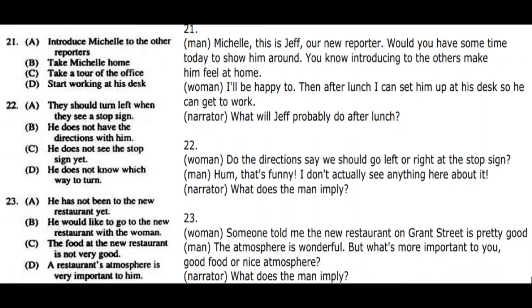Number 21. Michelle, this is Jeff, our new reporter. Would you have some time today to show him around? You know, introduce him to the others, make him feel at home. I'd be happy to. Then after lunch I can set him up at his desk so he can get to work. What will Jeff probably do after lunch?